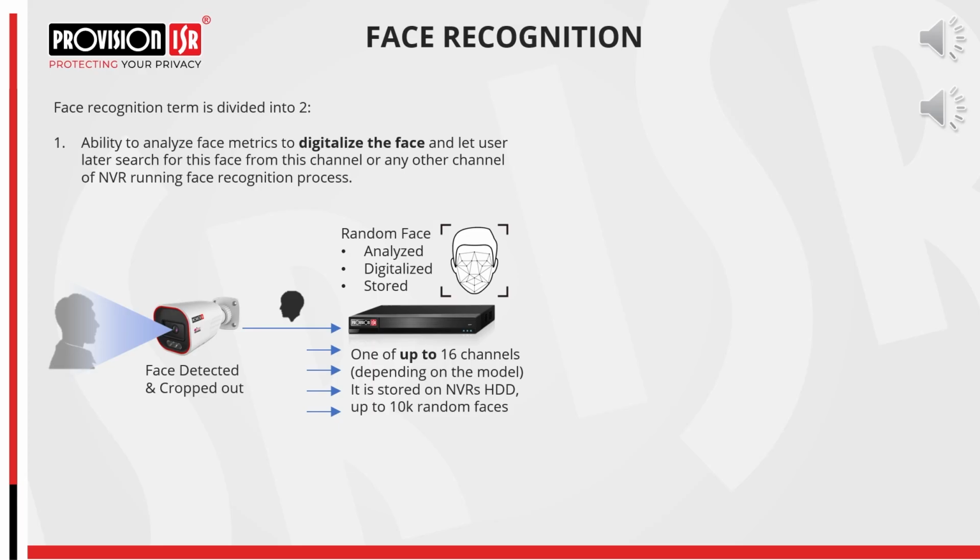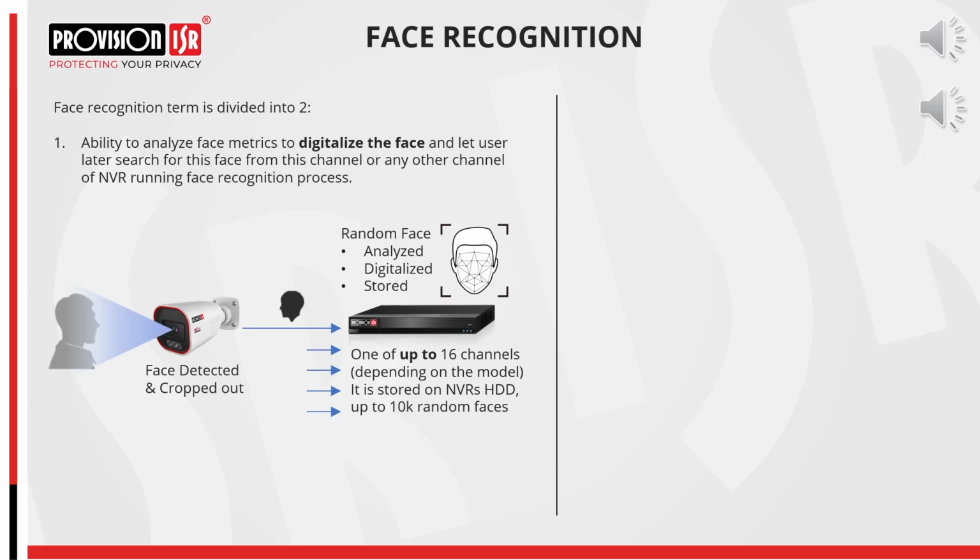The NVR can store up to 10,000 faces in its local storage on the NVR hard drive, each with a digital signature, making it possible to search for random individuals by using a reference face snapshot of the person you are looking for.